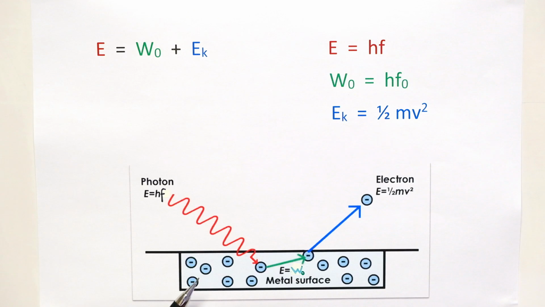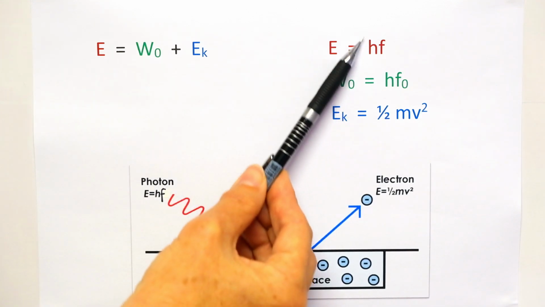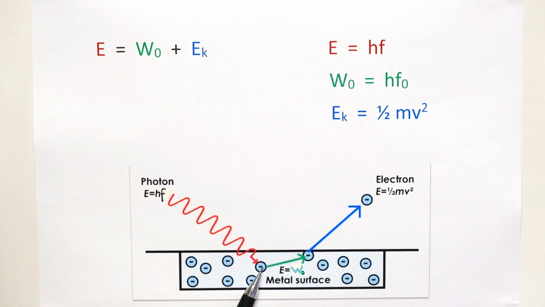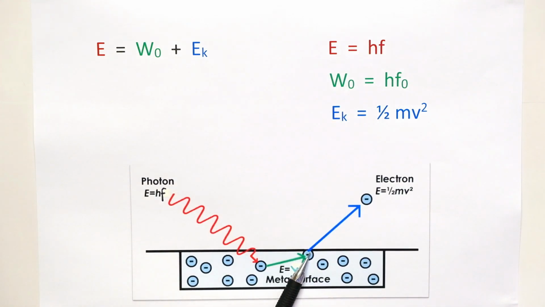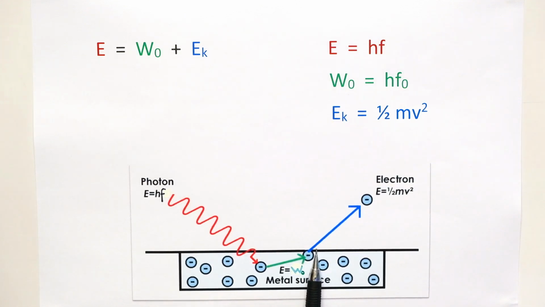A quick look at the sketch again. This is the photon of light from your electromagnetic spectrum falling in on your metal. E is equal to hf in red. There we go. The work function in green is the energy needed to get the electron to the surface, and then the energy in blue is the kinetic energy of the electron as it moves away from the metal surface. If the energy of your photon is equal to the work function, your electron will just be able to go to the surface. It will have no extra kinetic energy to move away from the surface of the metal.